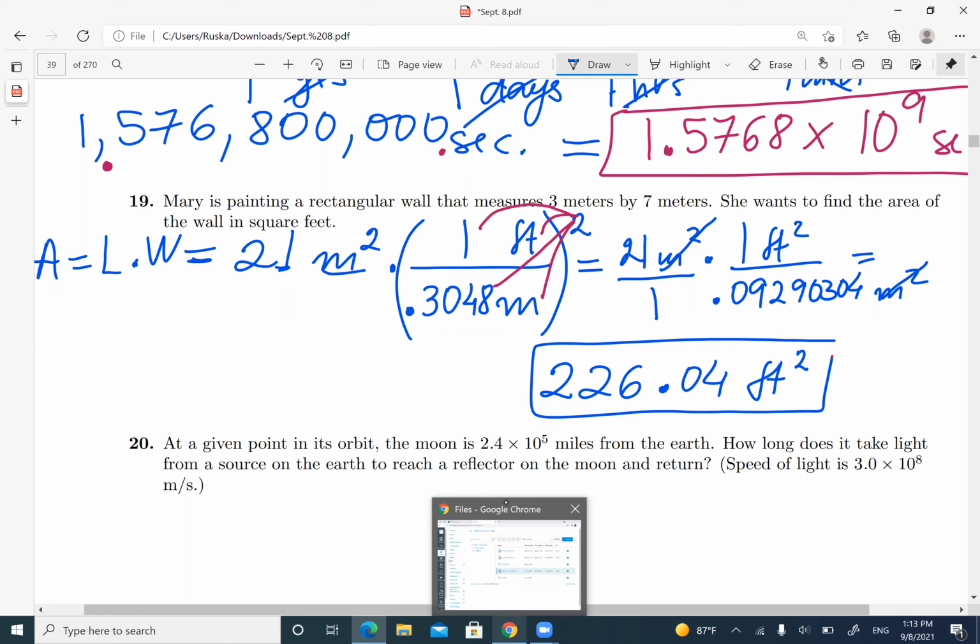Any questions? Wait, how'd you get the 226.04? I divide 21 divided by 0.09290304. Okay.